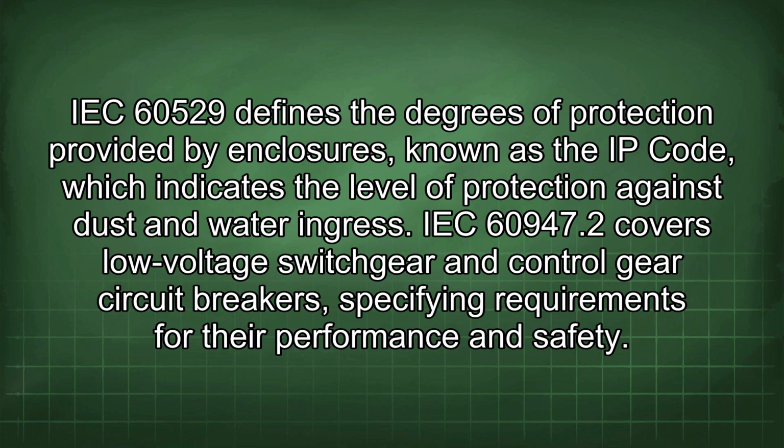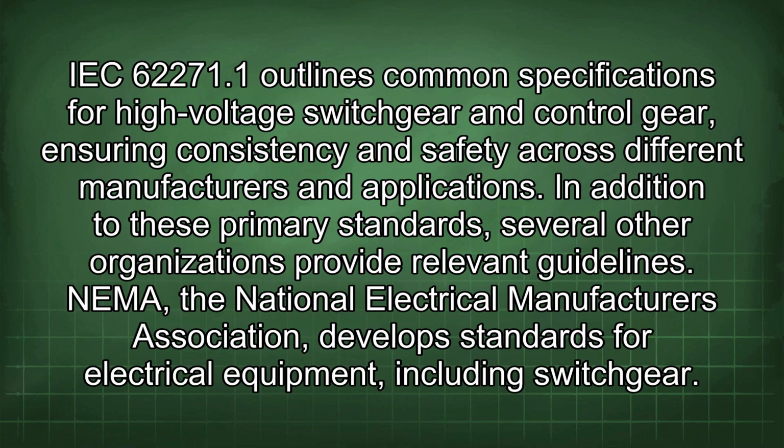IEC 60947.2 covers low-voltage switchgear and control gear circuit breakers, specifying requirements for their performance and safety. IEC 62271.1 outlines common specifications for high-voltage switchgear and control gear, ensuring consistency and safety across different manufacturers and applications.